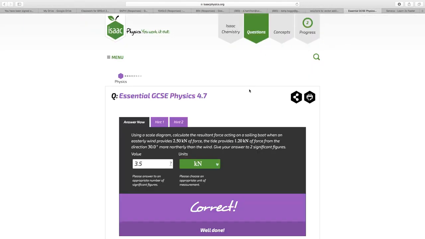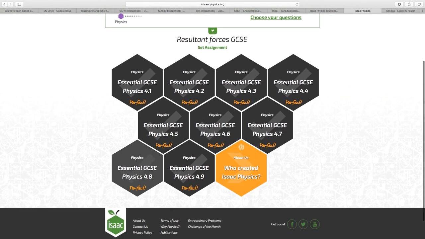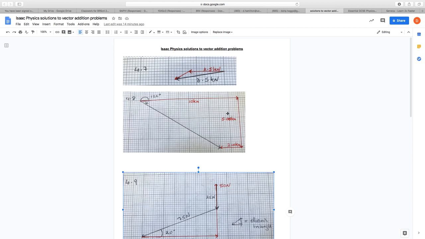So there's 4.7. 4.8 then. You have a 10 kilometer east followed by a 5 kilometer south and a 2 kilometer west hike. And we want the bearing. And it tells you that bearings are measured with north being 0 and measuring clockwise. So let's have a look at 4.8 then.